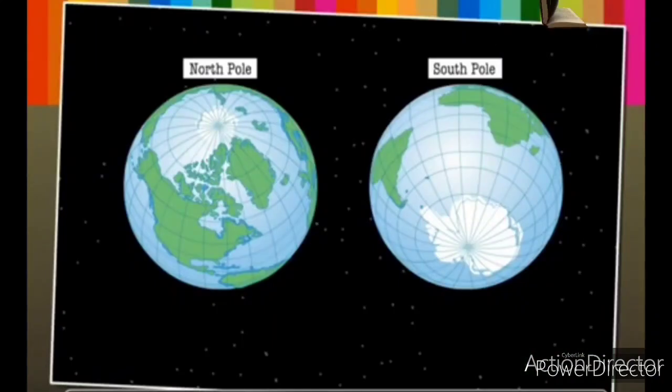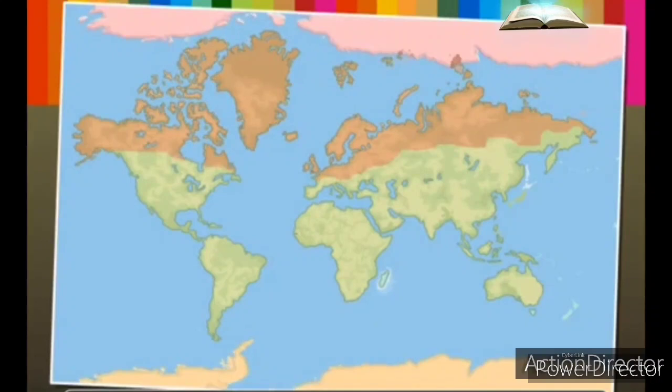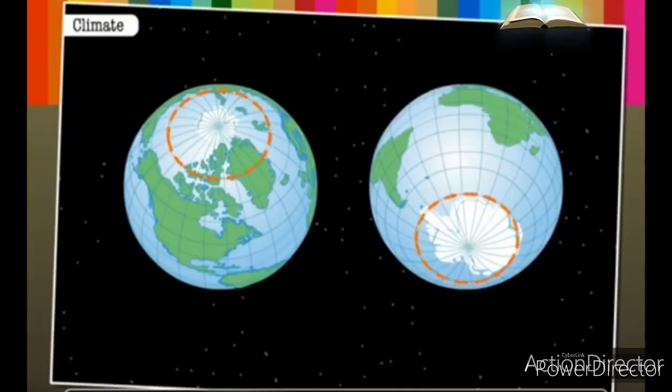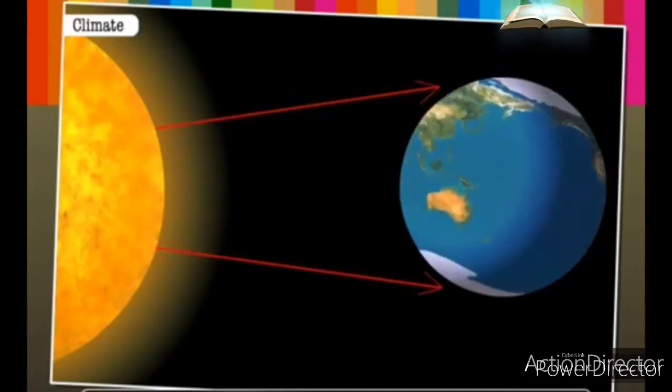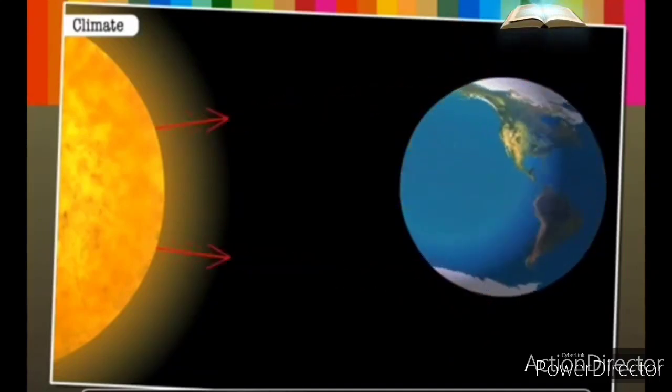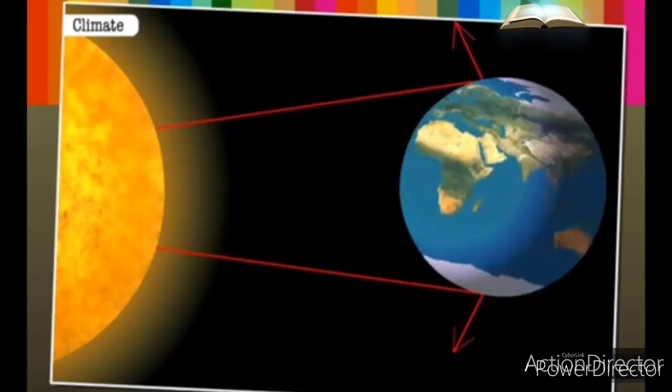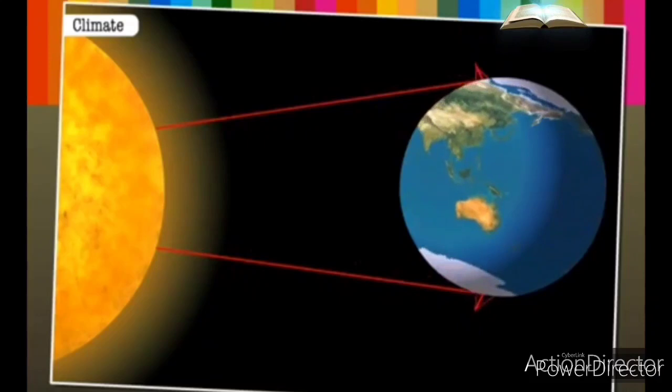There are two frigid zones. The northern frigid zone, which extends between the North Pole and the Arctic Circle, and the southern frigid zone, which extends between the South Pole and the Antarctic Circle. The area of the frigid zone is also known as the polar region. In this region, the sunlight falls slanting and is reflected back due to the thick ice sheet. Hence, the polar region remains frozen throughout the year.